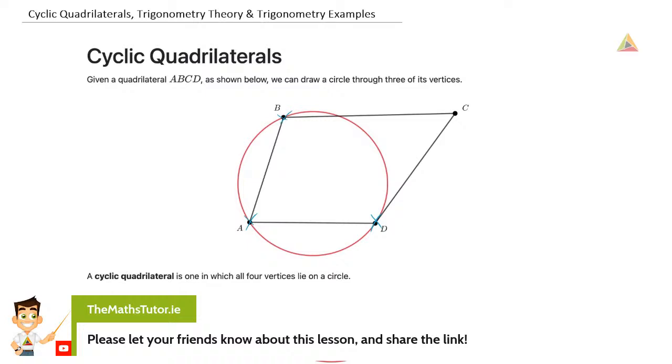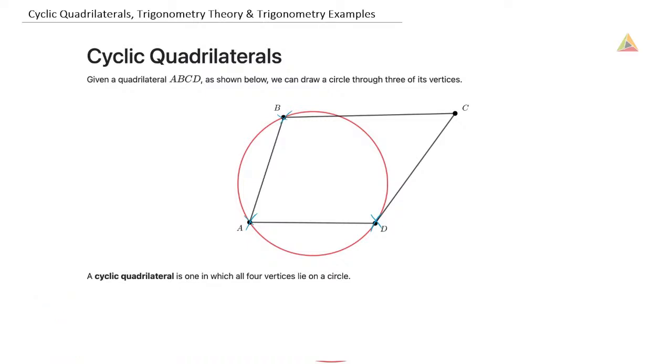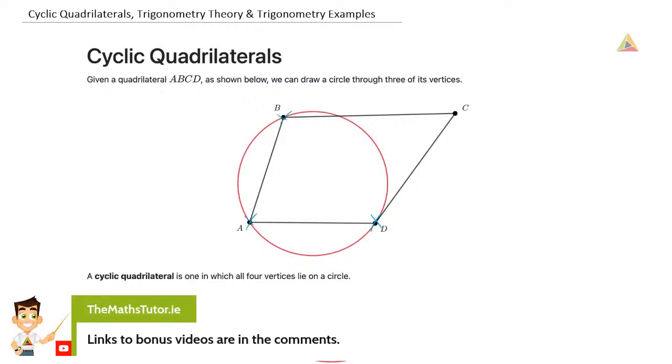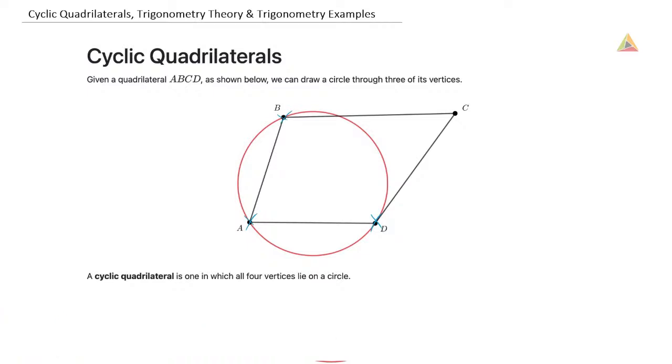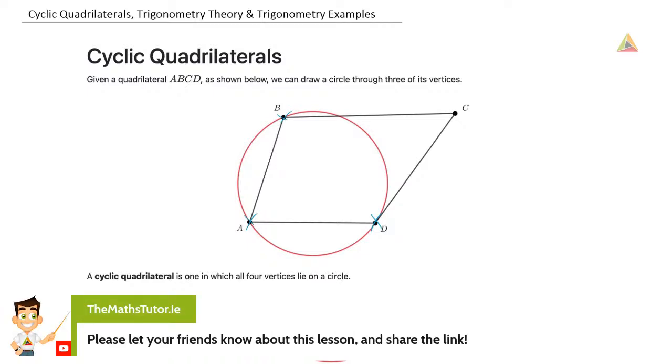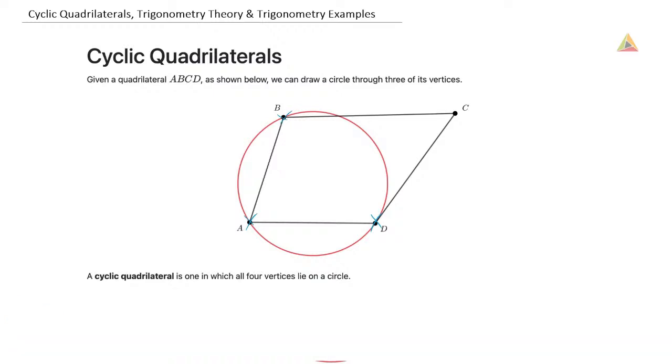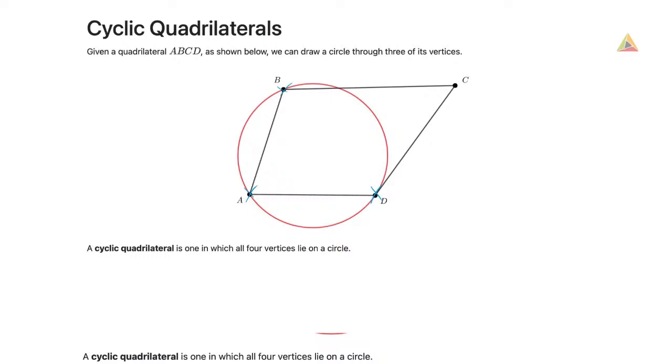So the first thing we're going to look at is what a cyclic quadrilateral actually is. Given a quadrilateral ABCD is shown below. A quadrilateral is a shape that has four sides. We can draw a circle through three of its vertices, B, A and D, which I have put an X through. Now a cyclic quadrilateral is one in which all four vertices lie on the circle. So all four vertices must lie on the circle.